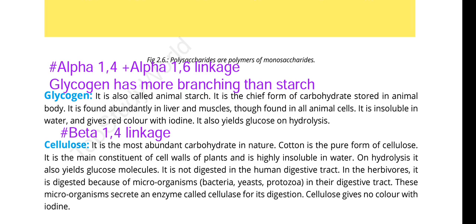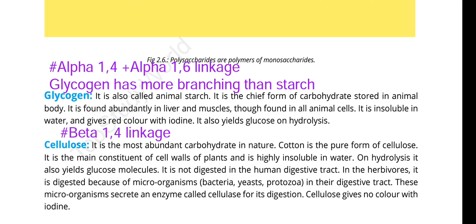The main distinguishing feature of starch and glycogen is that when we react them with iodine, the color with starch will be blue, and with glycogen will be red. It also yields glucose on hydrolysis. All polysaccharides that are comprised of glucose will, of course, give glucose subunits on hydrolysis. And after that is cellulose.